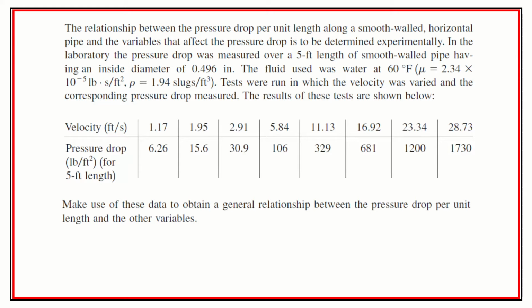In the laboratory, the pressure drop was measured with a 5-foot length of smooth-walled pipe having an inside diameter of 0.496 inches. The fluid is water at 60 degrees Fahrenheit, and there's the viscosity and the density. And the tests were run, and velocity was varied, and the corresponding pressure drop was measured, and here are the results. So we want to use this data to obtain a general relationship between the pressure drop per unit volume.